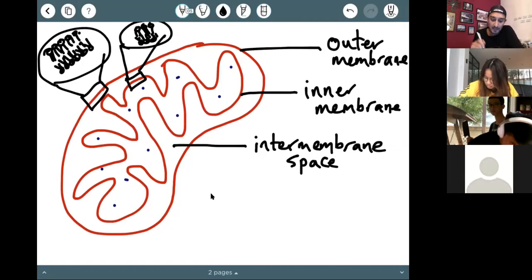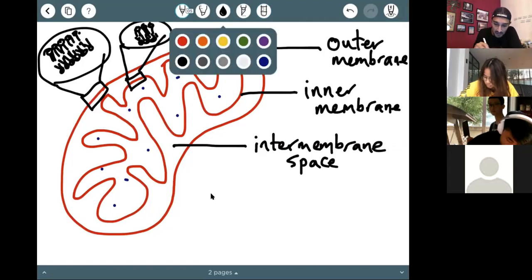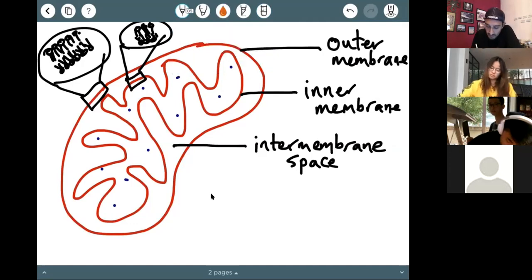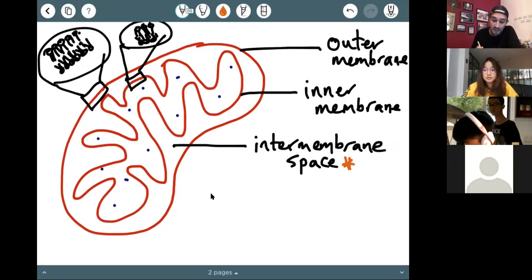Okay, the space between the membranes. Intermembrane space. I'm gonna put a little star here because this is actually really important. Is it like the cytoplasm? No, not really.